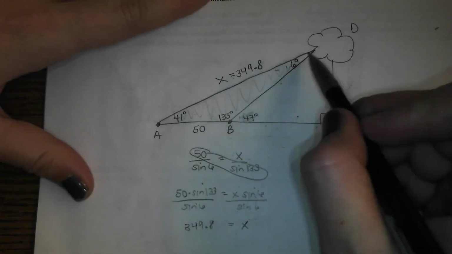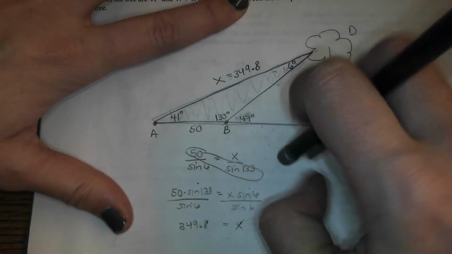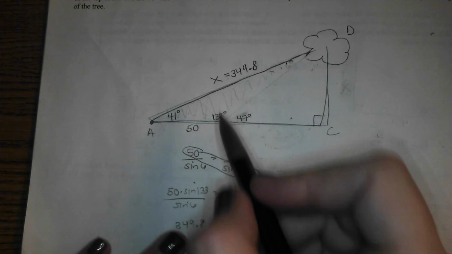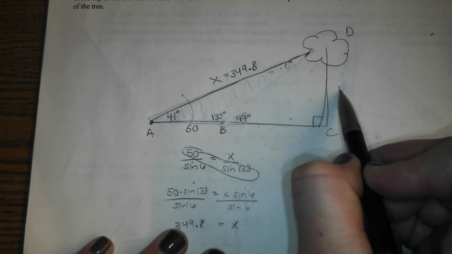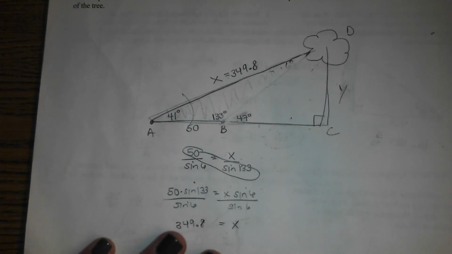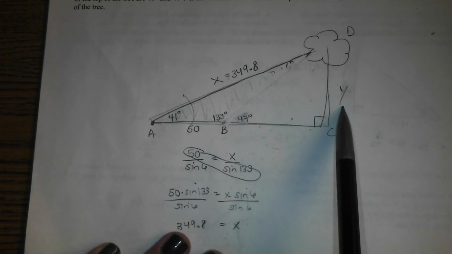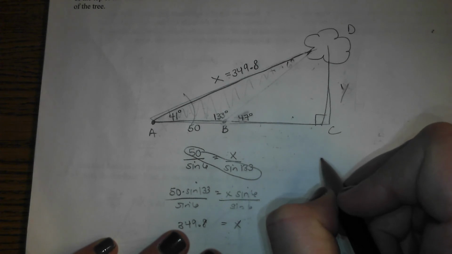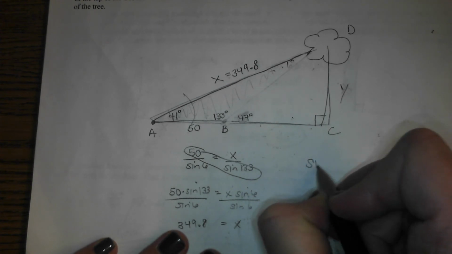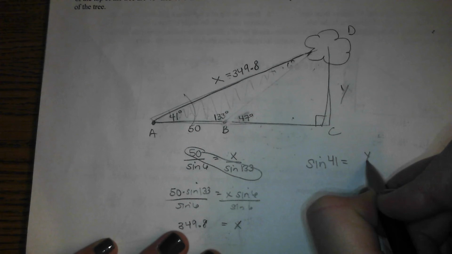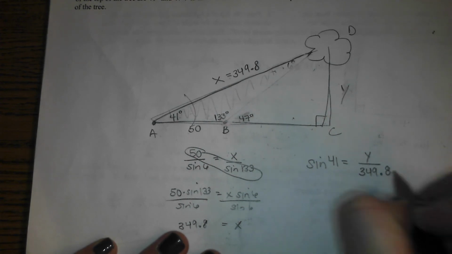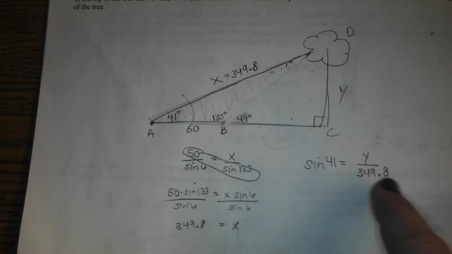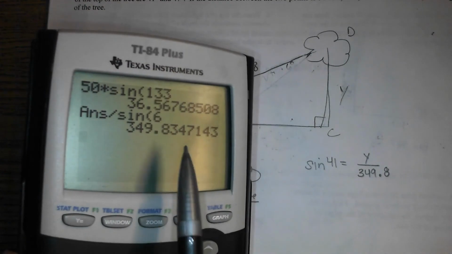So now we can focus on this triangle. And I can kind of block that from my mind, because I'm looking for the opposite, which I'll call y. Can't call it x again because I already used x. So the opposite is y over the hypotenuse. So I'm using what? Opposite over hypotenuse. Sine. So the sine of 41 equals y over 349.8. Not really, but that's what I'm writing. Multiply both sides by 349.8, or really the decimal that's on my calculator.